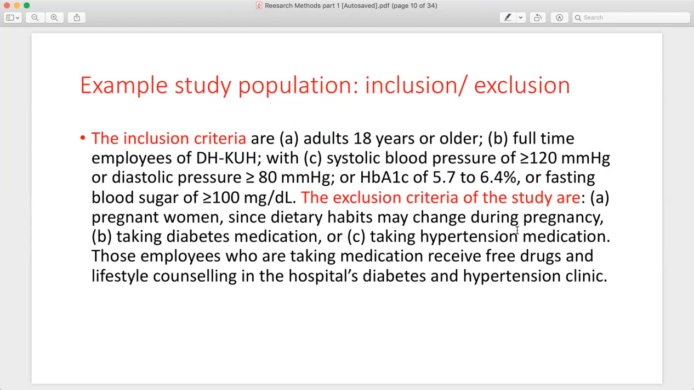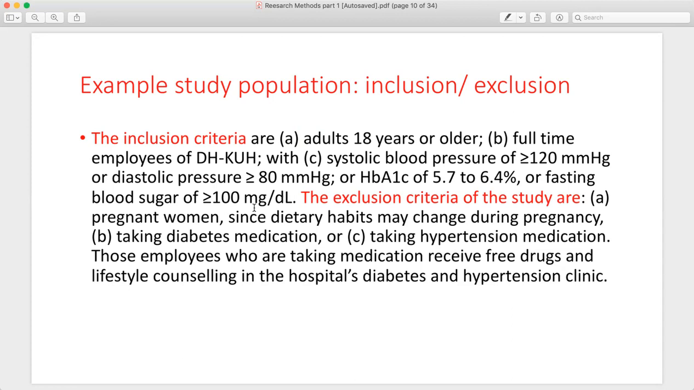The exclusion criteria are pregnant women, since dietary habits may change during pregnancy, those who are taking diabetes medication or taking hypertension medication. Those employees who are taking medication receive free drugs and lifestyle counseling in the hospital's diabetes and hypertension clinic. So when you mention your inclusion and exclusion criteria, make sure that the same thing is not repeated. For example, you've already said that we will include adults who are 18 years or older. So no need to say in your exclusion criteria that people younger than 18 years will be excluded, because it has already been clarified in your inclusion criteria.